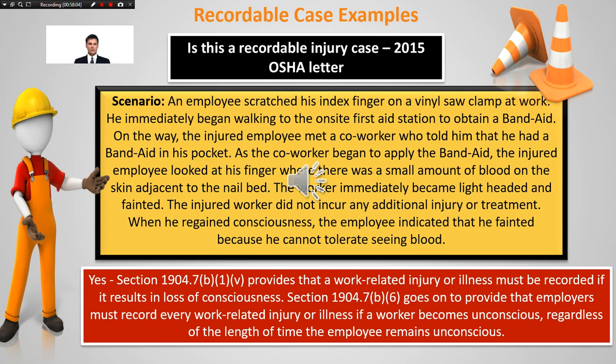As the co-worker began to apply the Band-Aid, the injured employee looked at his finger, where there was a small amount of blood on the skin adjacent to the nail bed. The worker immediately became lightheaded and fainted. The injured worker did not incur any additional injury or treatment. When he regained consciousness, the employee indicated that he fainted because he cannot tolerate seeing blood. Yes, Section 1904.7(b)(1)(v) provides that a work-related injury or illness must be recorded if it results in loss of consciousness.